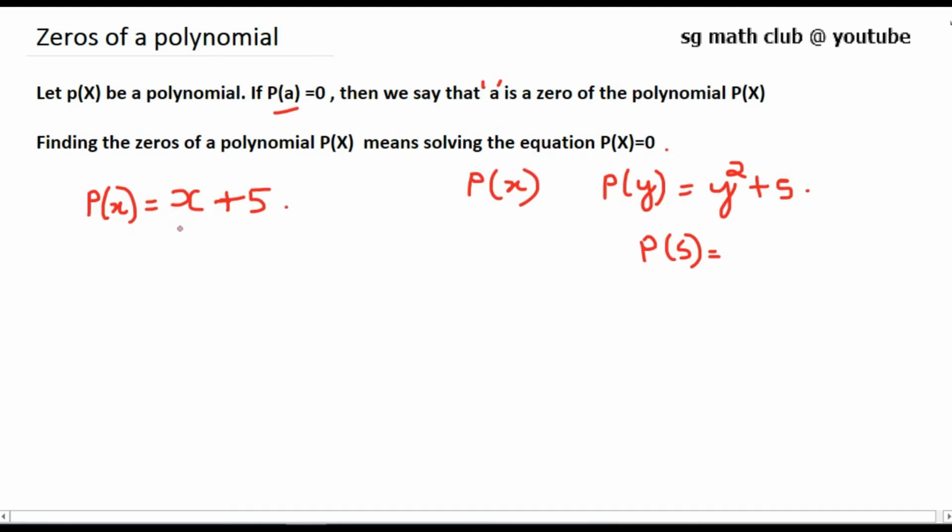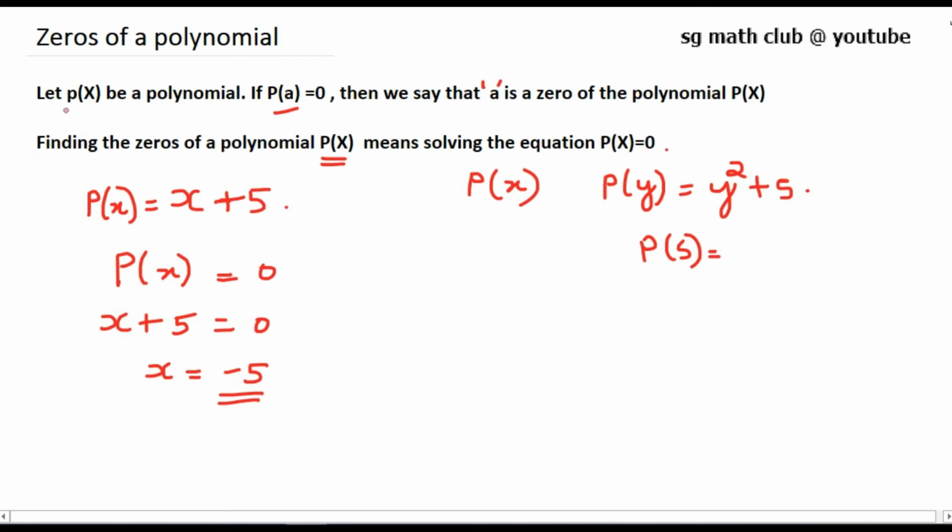So what you have to do is, finding the zeros of the polynomial p of x means solving the equation p of x equal to 0. So equate p of x equal to 0, means x plus 5 equal to 0. Find the value of the variable x. So x is equal to minus 5. So I can say minus 5 is a zero of this polynomial.